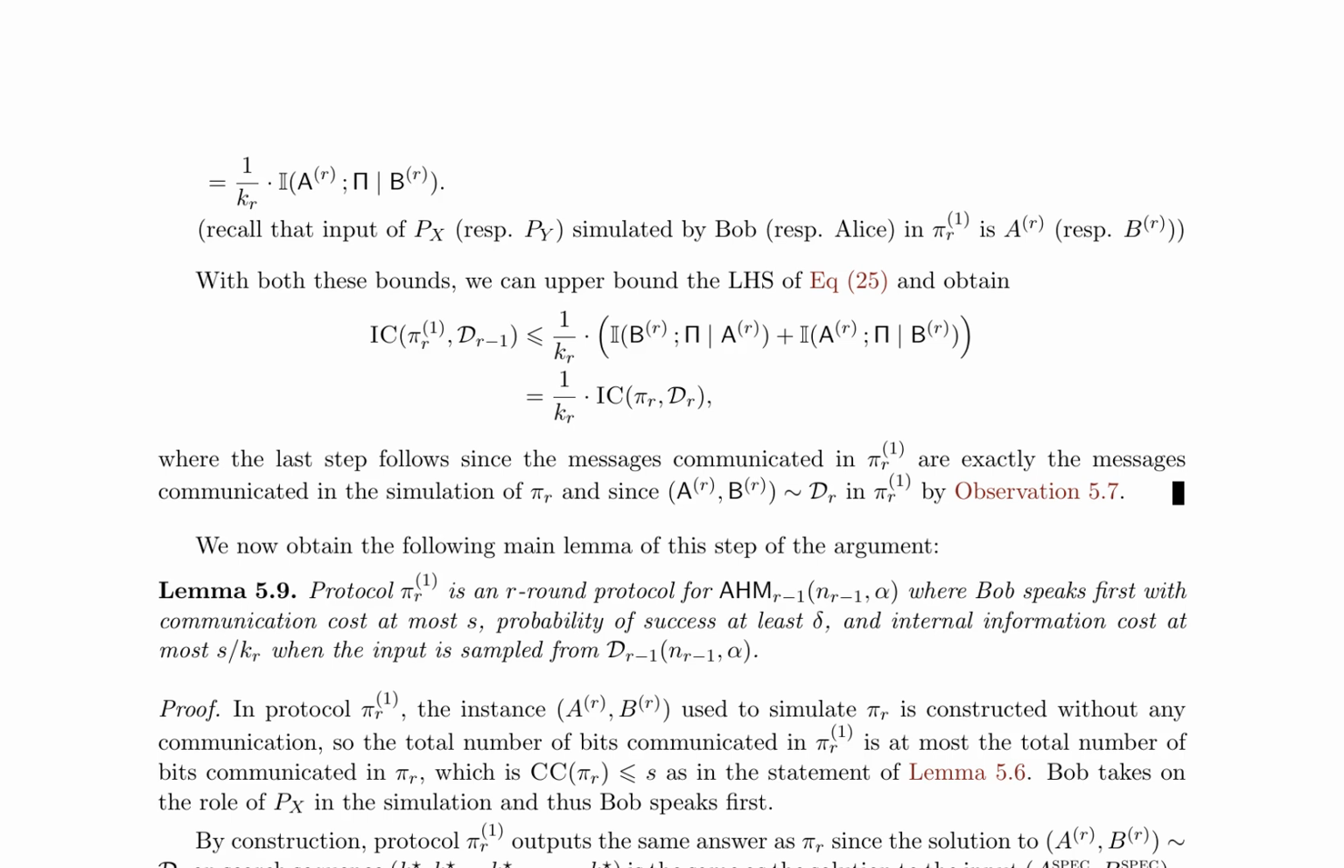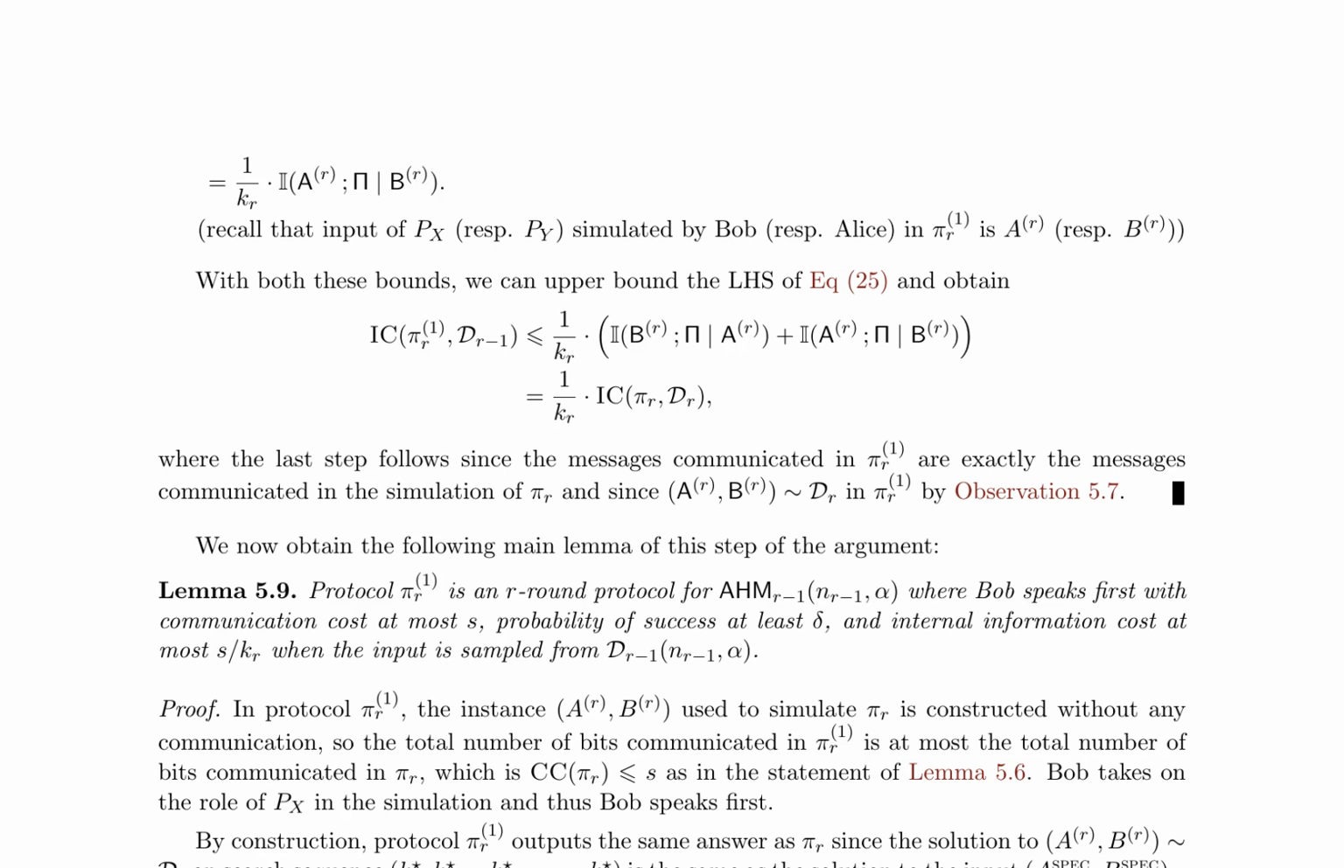The authors present a low communication cost protocol for the approximate Hamming distance problem. They introduce protocol Π'_r, an r-round protocol for AHM_{r-1}^{n_{r-1}, α}, where Bob speaks first. The communication cost is at most s, with a probability of success at least δ, and internal information cost at most s/k_r when the input is sampled from D_{r-1}^{n_{r-1}, α}.